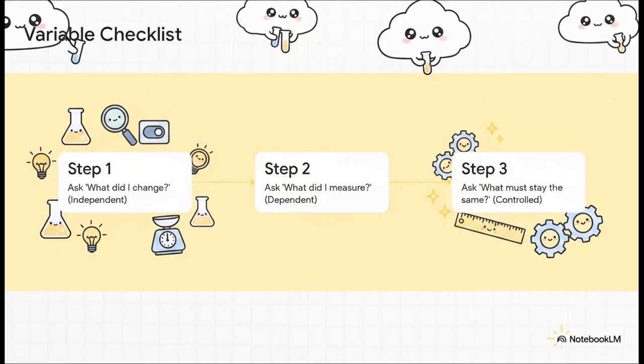So here's a crucial mental checklist I want you to lock in. Step 1, ask, what did I change? That's your independent variable. Step 2, ask, what did I measure?